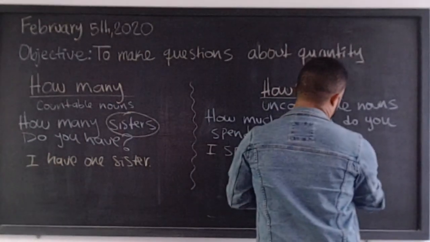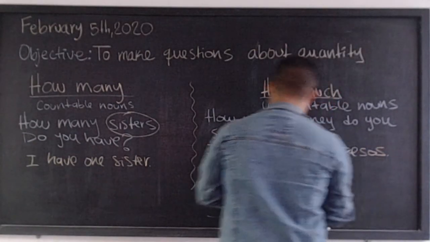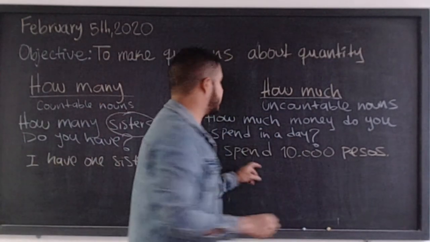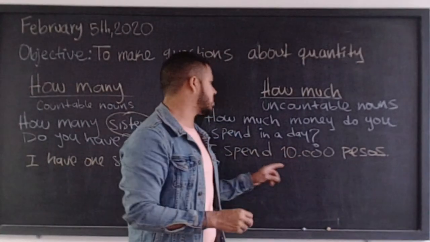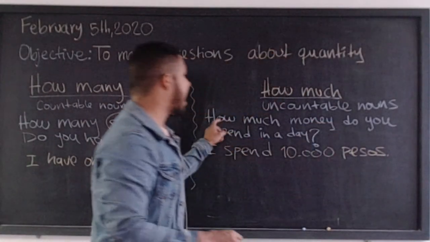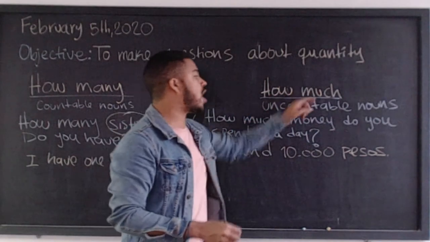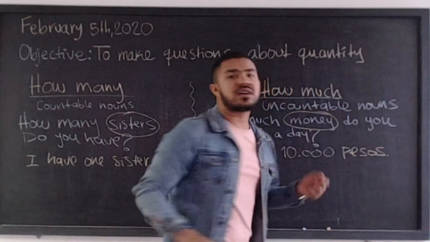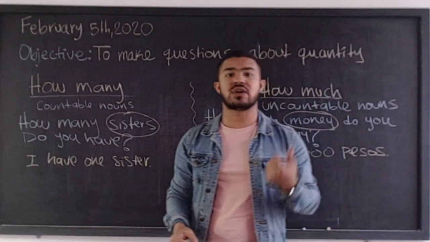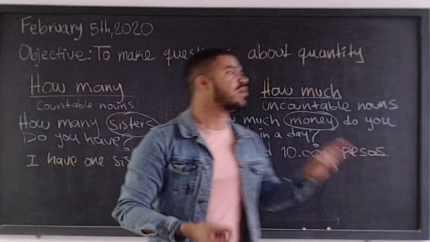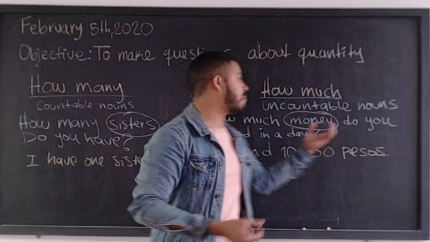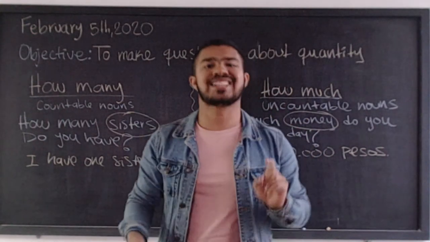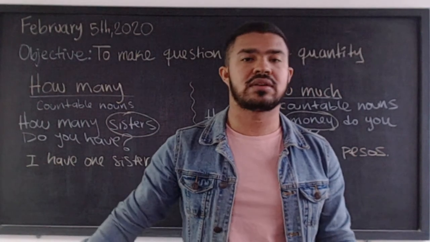10,000 pesos, right? Good. So Nicholas, he spends 10,000 pesos per day, in a day. So here in this question, you use how much, because in English, the word money is uncountable. I can't count the money. I mean, I can say 1,000, 2,000, but the money, in fact, is non-countable. It's uncountable. You got questions or answers or comments?